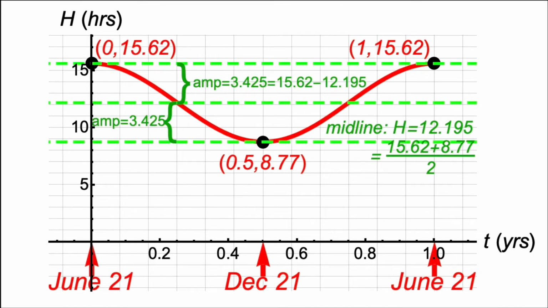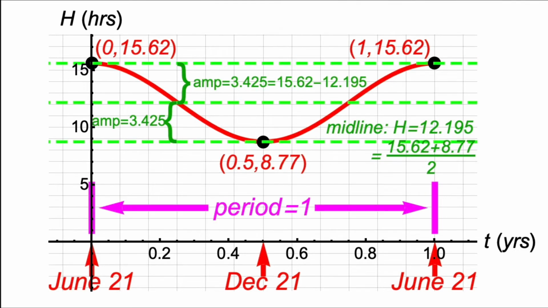If we next draw horizontal lines at the maximum and minimum values of the function, we see that there's a vertical distance of 3.425 between those values and the midline. That value is called the amplitude of the graph, and it will correspond to a vertical stretch of the original cosine graph before we translate upward. The final feature to note is the horizontal period of this graph is 1 year. Compare that to the period of an ordinary cosine or sine, which is 2 pi. Evidently, some horizontal compression is going to have to be applied to the cosine graph to get this one.